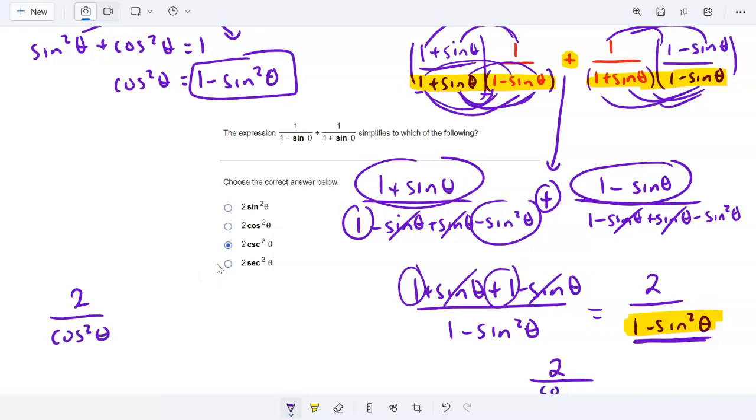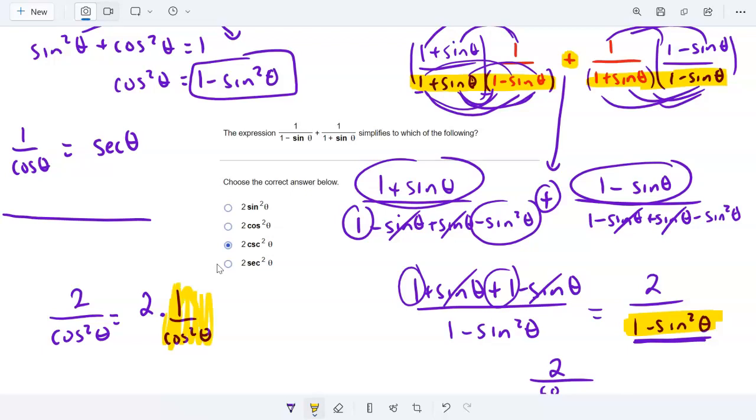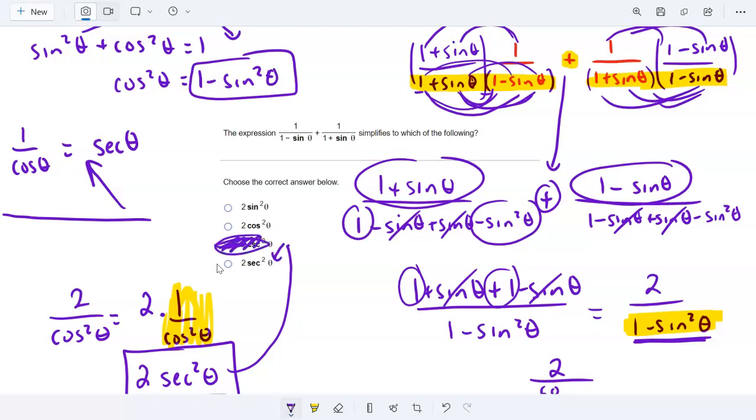That's where I'm at. And then we have this identity that says 1 over cosine theta is equal to secant theta. So in this case, this is the same thing as 2 times 1 over cosine squared theta. So the 2 is going to remain, but the 1 over cosine squared theta is going to turn into secant squared theta due to this rule right here, and that's going to be my answer: 2 secant squared theta. So even though you had answered this one, we're going to ignore that one. And the correct solution should be 2 secant squared theta.